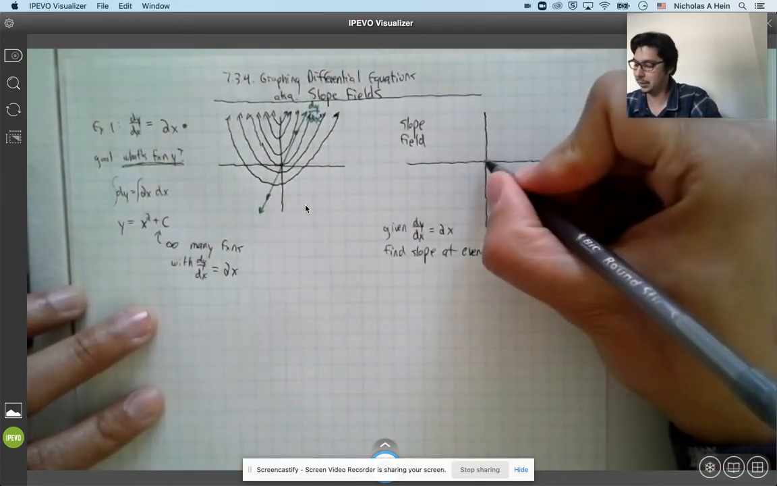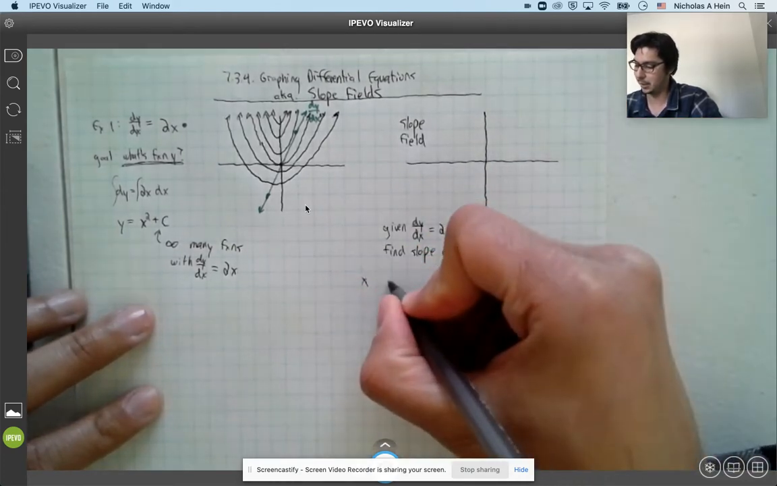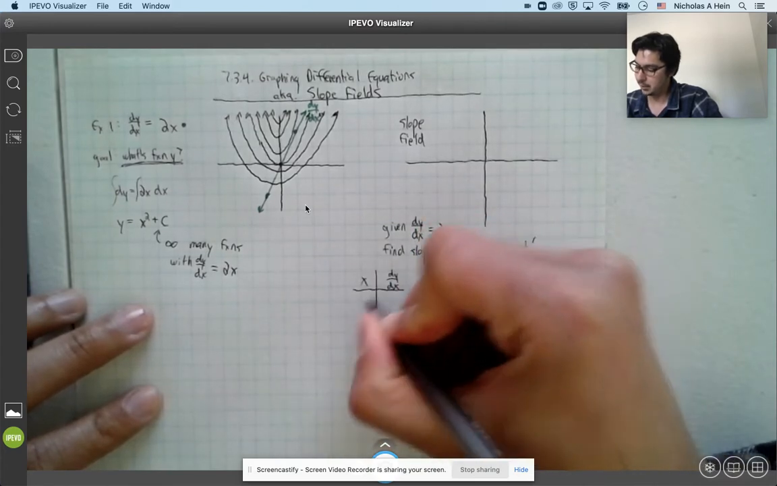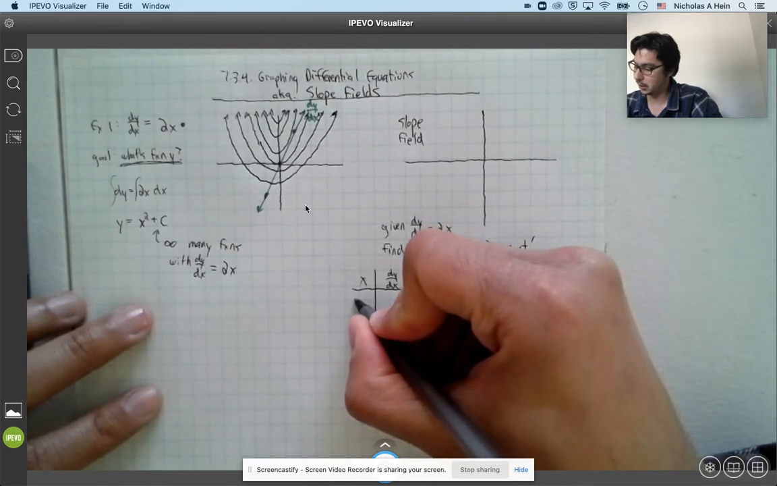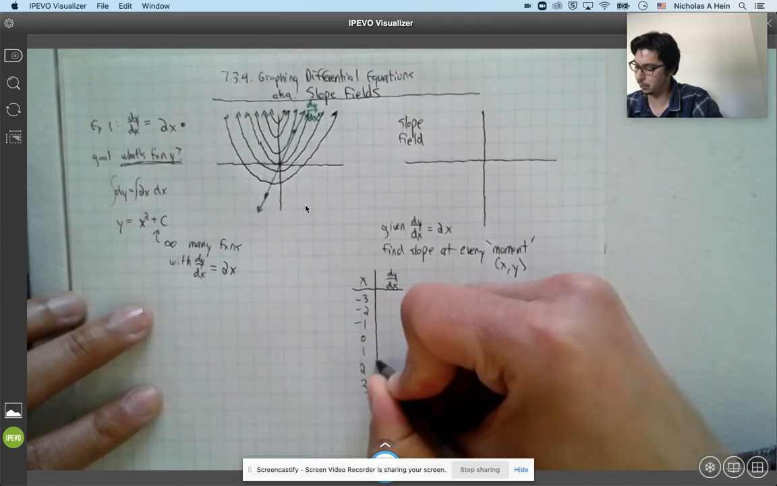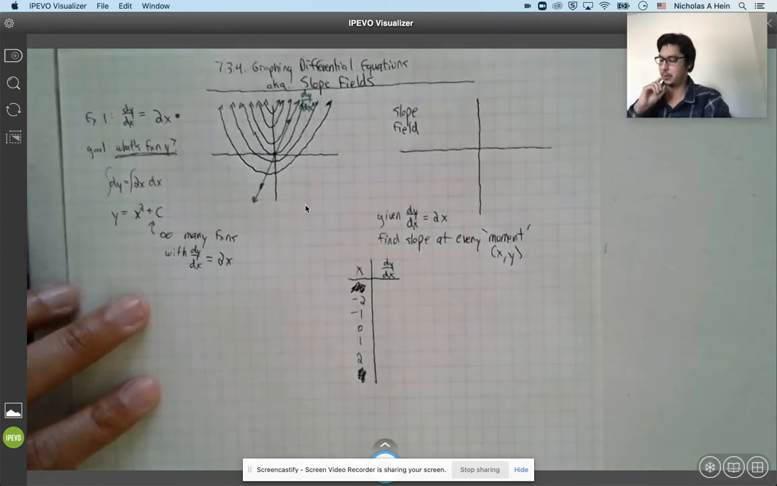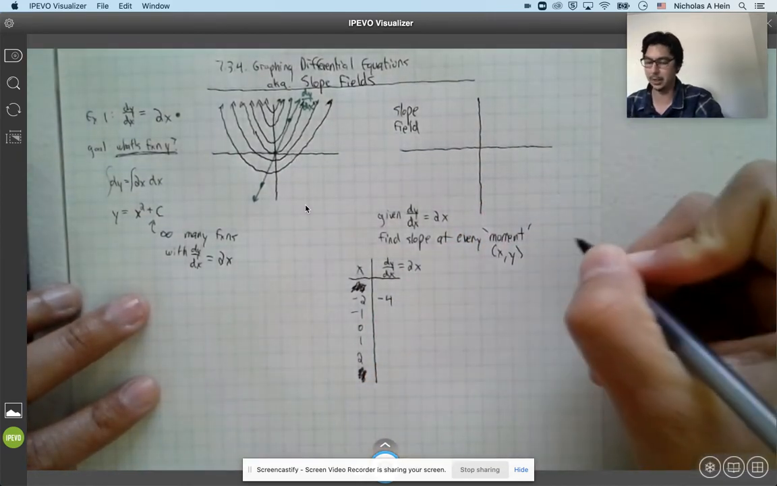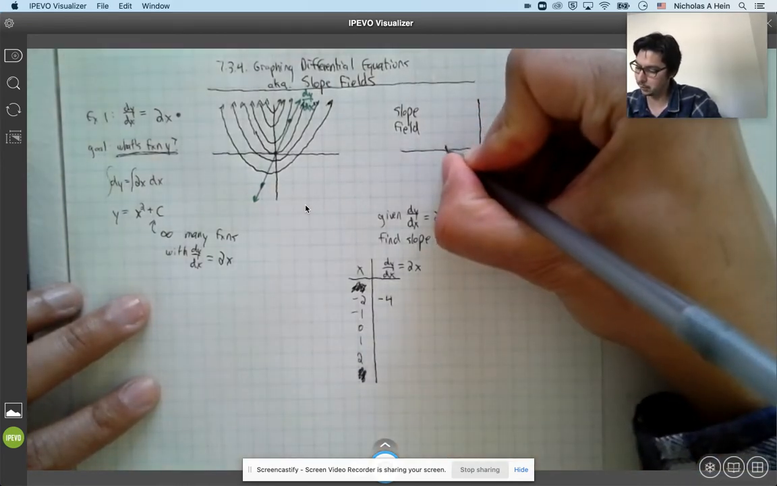So say we looked at x equals 0, right? Let's make a table here, x and dy dx. If we looked at, say, x equals -3, -2, -1, 0, 1, 2, 3. Pretty big table. Well, that's fine, let's just do the 2s. All right. Well, x equals -2, then dy dx would be -4, because again, this was equal to 2x. So every value where x is -2, the slope is -4.